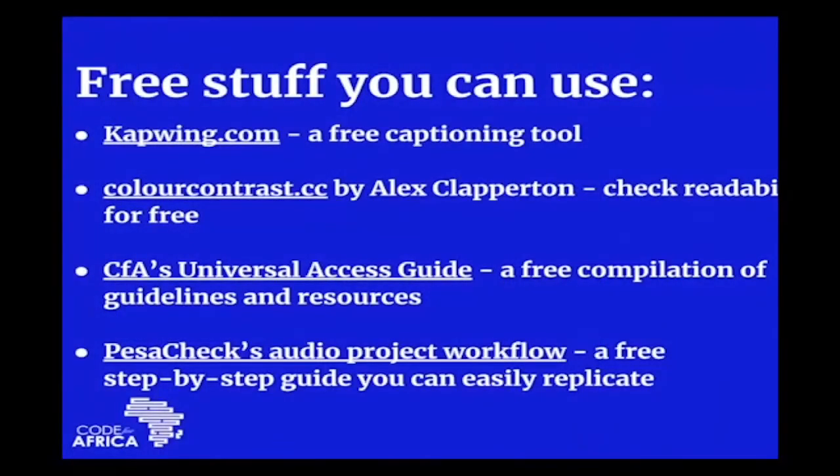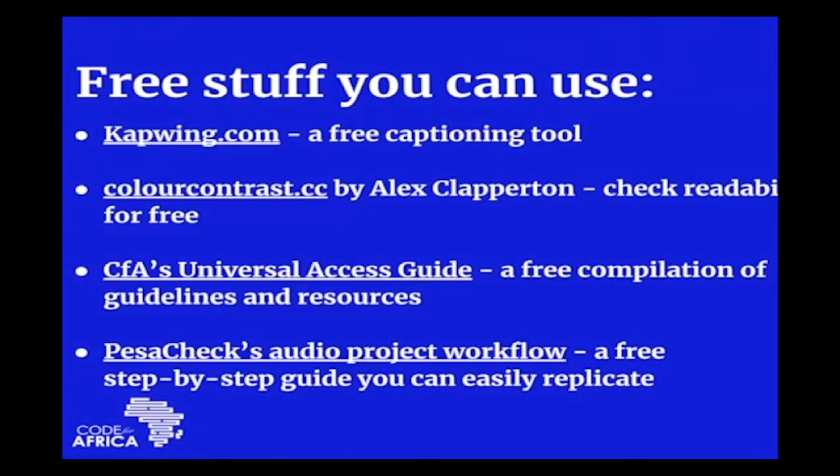So again, here's a list of resources that you can use. I've already mentioned Kaplan. Color contrast is a way that you can check whether the typeface and the color combination that you're using are accessible. So that's really useful for users who are colorblind or for users with low vision. So if you're producing fact-checking infographics for your website or for Instagram, it's really, really important for you to test and see whether everyone can actually see them.